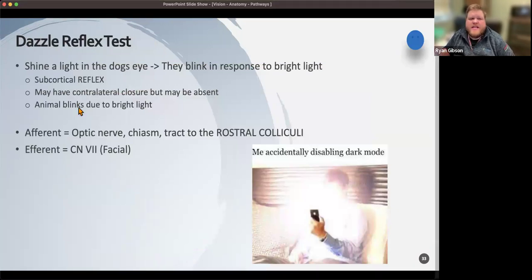This is the dazzle reflex test. So we're going to shine a light in the dog's eye. They're going to blink in response to light. This is a subcortical reflex. They're going to close their eye because they're like, it's too bright.